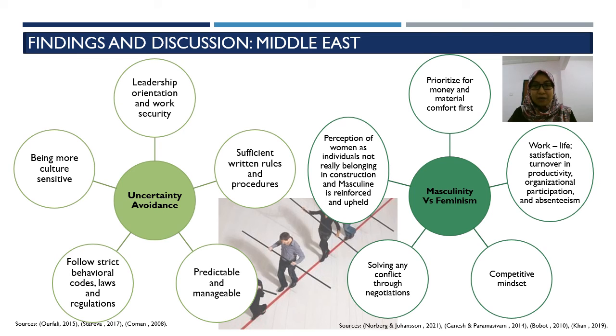Alright, next is masculinity versus femininity. All the interviewees agree that Middle East people tend to prioritize money and material comfort first. It shows that acquisition and the means to acquire belongings are valued more highly by materialistic people than by those with low materialism. They do agree that Middle East construction players prefer to have a work-life balance.